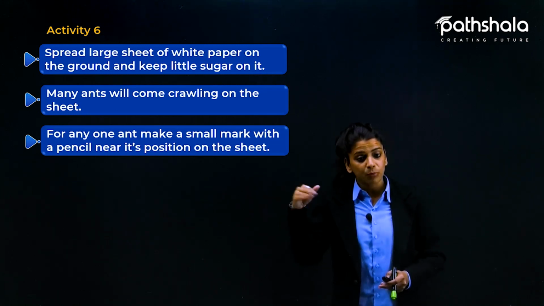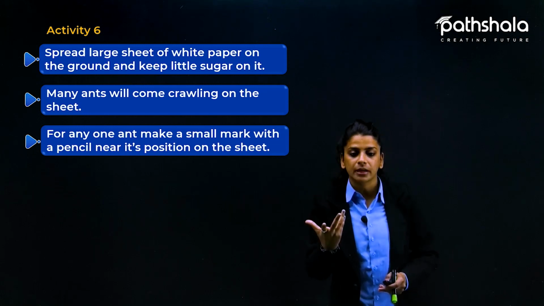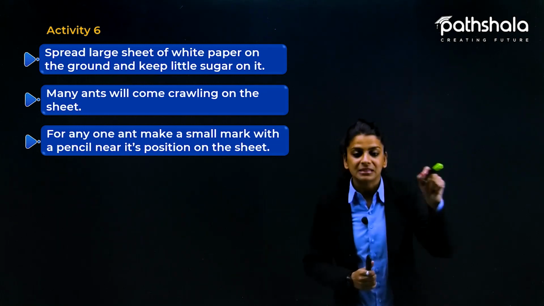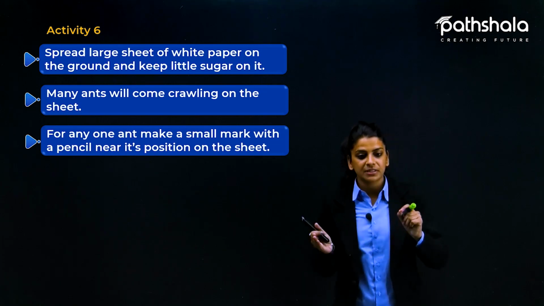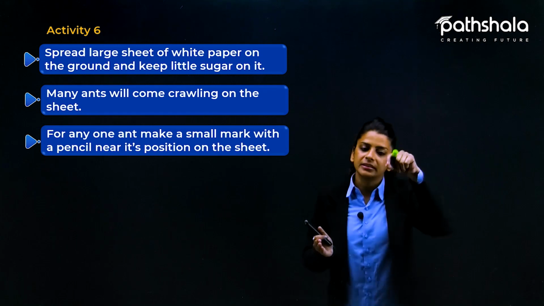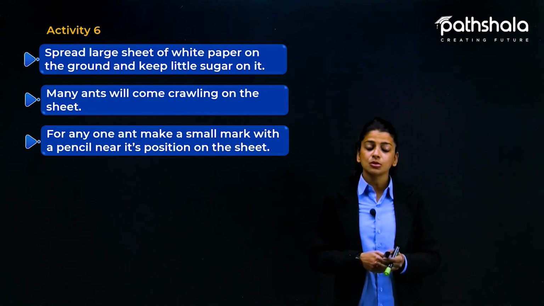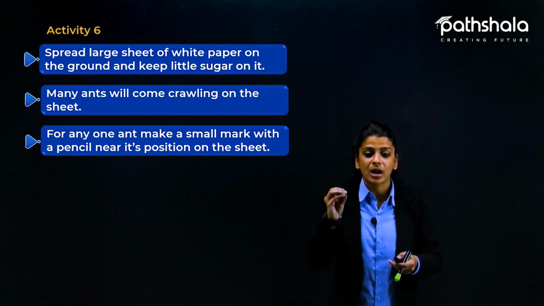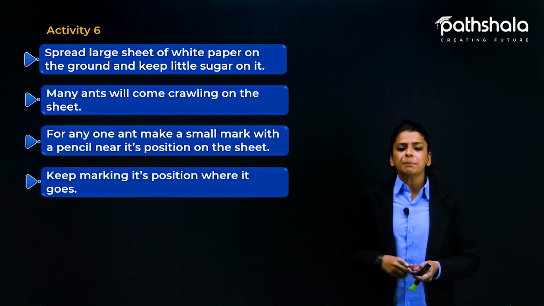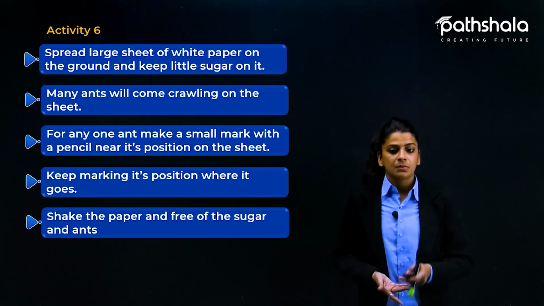You have to observe and record the motion of one ant. Where that ant is moving, you have to point it with the pencil. If the ant is on the left side, then you have to mark it left. If it is moving slightly right, then point there. That way you have to track the motion of only one ant. Keep marking its position where it goes.